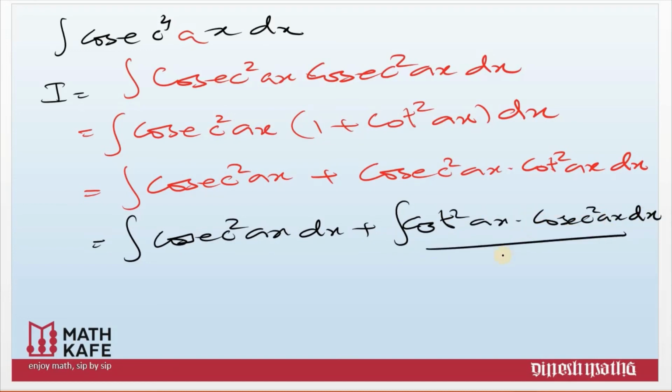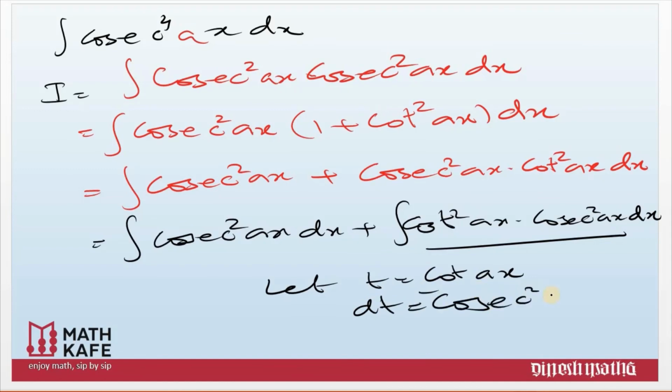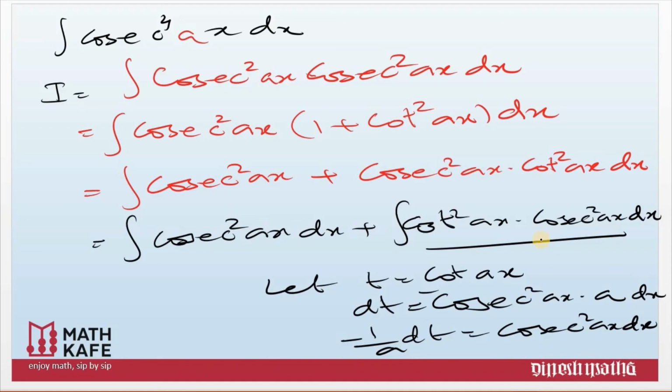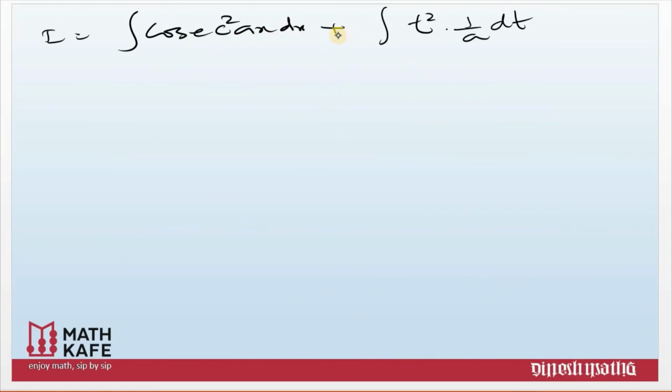Now for this second integral we use substitution: let t equal to cot ax. So the derivative will be what? dt equals minus cosec square ax into a, or minus 1 by a dt will be equal to cosec square ax dx. The second integral we are doing by substitution, and the first we can get directly. So we have cosec square ax dx plus integral of t square into 1 by a dt.